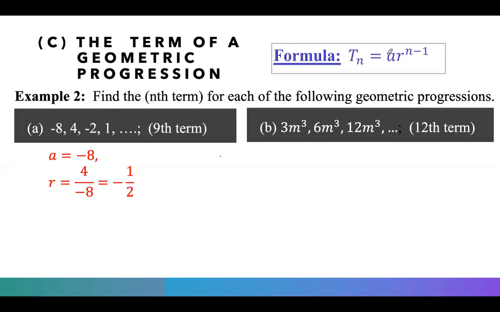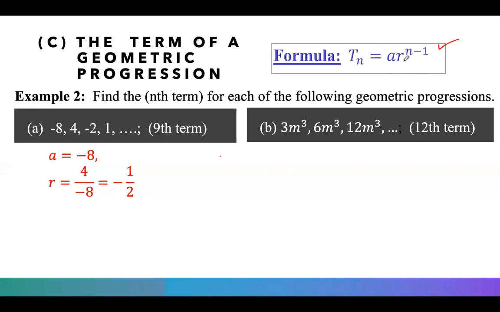So we apply the formula here. What is A? A is -8. R is our common ratio. Then the formula has n minus 1, just like our AP. AP is A plus n minus 1 times D. This one is A times R to the power of n minus 1. Why like that? Because it's a geometric progression, so you multiply by R each time.